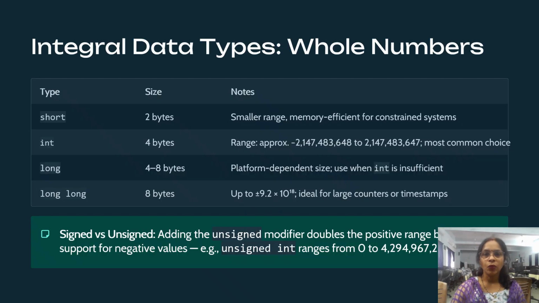Now, integral data types or whole numbers. Short uses 2 bytes for storage in memory, suitable for a smaller range. Integer generally takes 4 bytes and is the mostly used integer type. Long uses 4 to 8 bytes. It is platform dependent and it is used when int is not sufficient. That means if there are large numbers, we use long. And long long takes 8 bytes, used for very large numbers like timestamps or big counters. We also have signed and unsigned versions. The unsigned version removes the negative values and doubles the positive range.